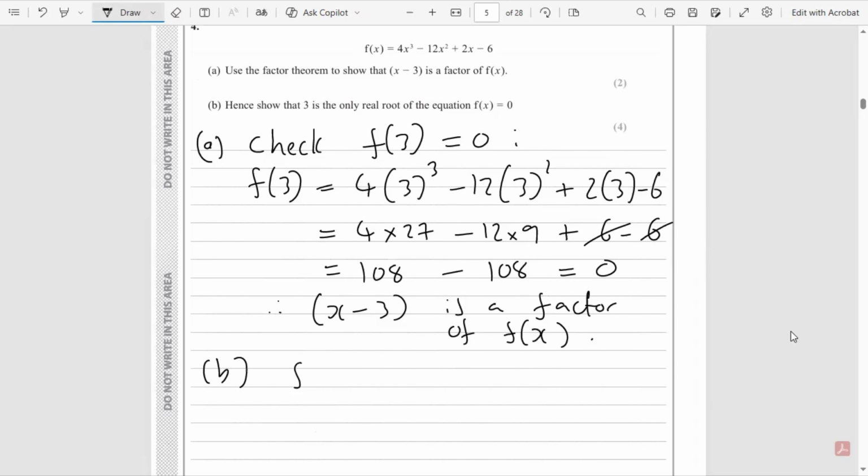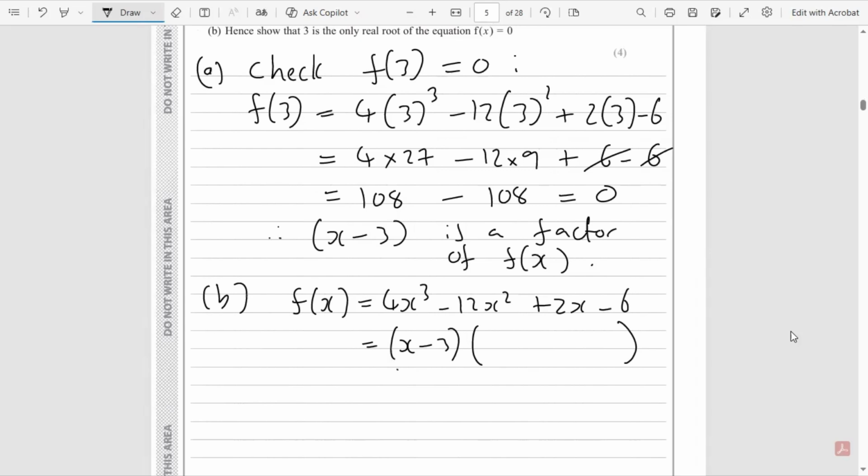So what we can say is that f of x, which is equal to 4x cubed minus 12x squared plus 2x minus 6, is certainly equal to x minus 3 times some other factor, because we know that x minus 3 is one of the factors. And this other factor is going to be a quadratic factor, because if you have a linear factor like this multiplied by a quadratic factor, then that will give you a cubic function.